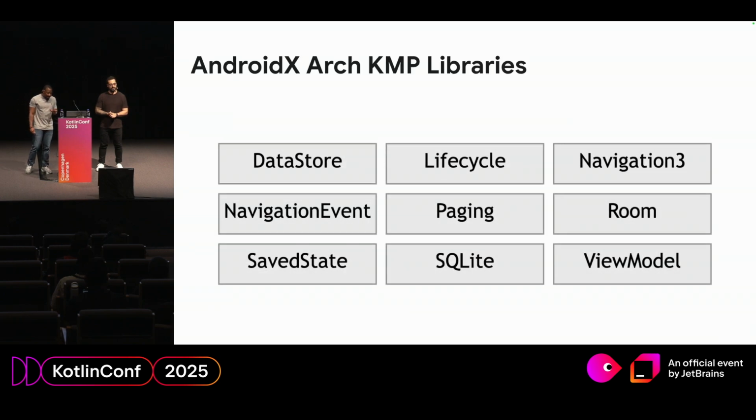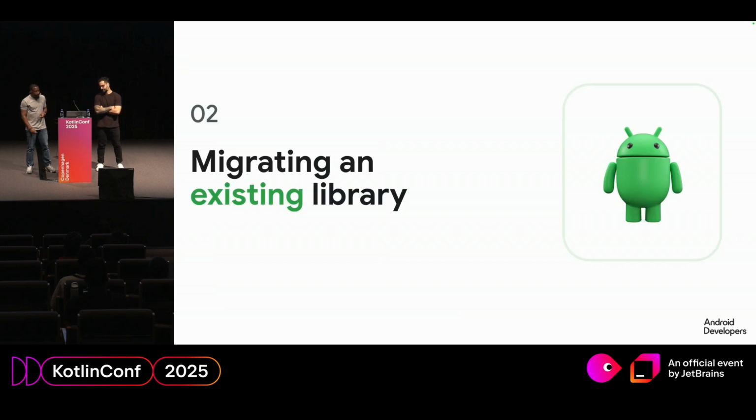These are all the current Android X architecture libraries that we have released artifacts for other platforms for. As of today, there are 9, and we're always considering more platforms to release here. But today we'll focus on the SavedState library as an example of migrating an existing library to KMP. And then we'll look at Navigation Event as an example of why we create a new library for KMP.